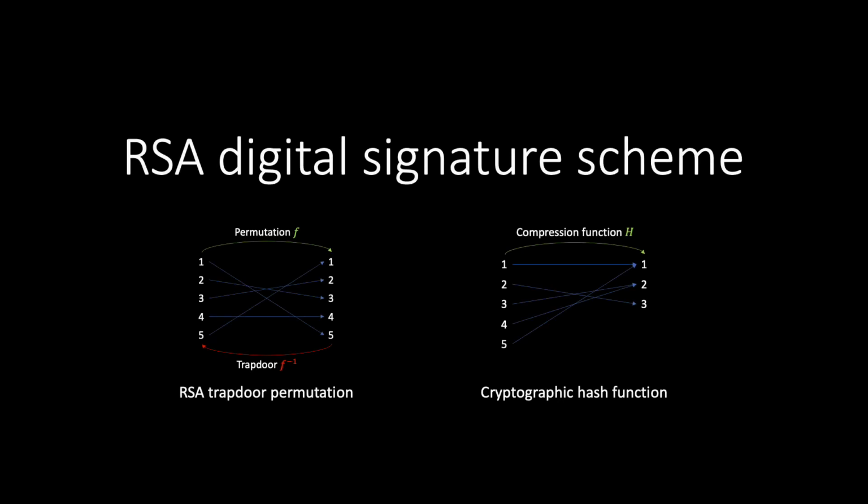In a previous video we established the fundamentals of practical digital signature schemes. One of the first such schemes was RSA. It was proposed in 1978 by Ronald Rivest, Adi Shamir, and Leonard Adleman, and it is still relevant today. Its construction relies on cryptographic primitives called trapdoor permutations and cryptographic hash functions. In the following we will derive the construction of the scheme step by step.